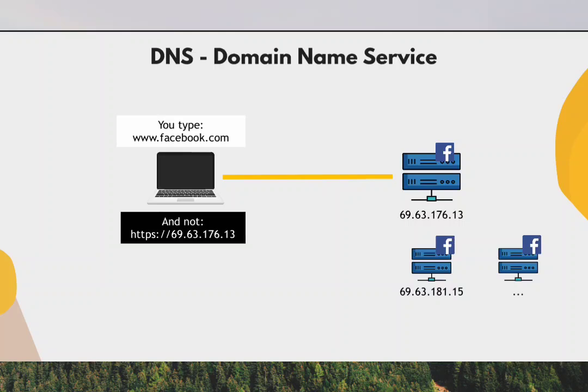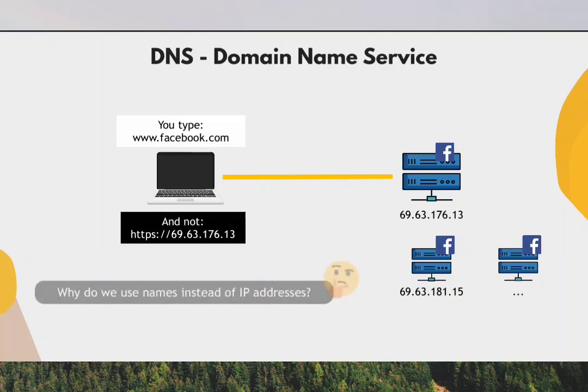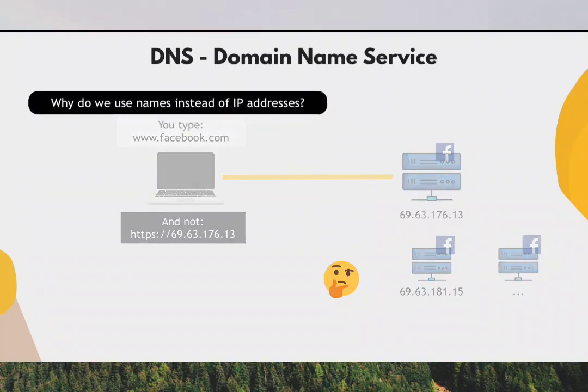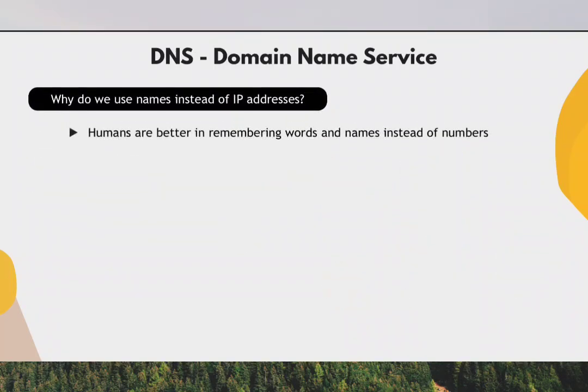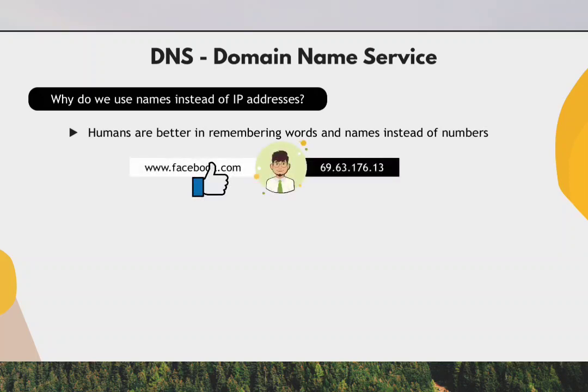A website of your favorite local restaurant is available on a specific computer with an IP address. So every single application that is running on a machine is accessible by an IP address. So why do we use the names of the application instead of the IP addresses? Simply because we're not computers. Humans remember words and names better than IP addresses and numbers.